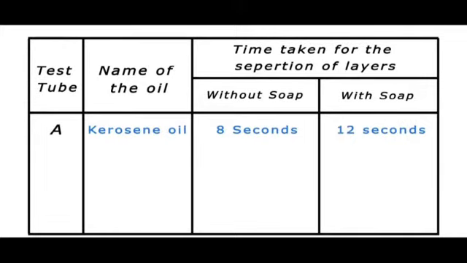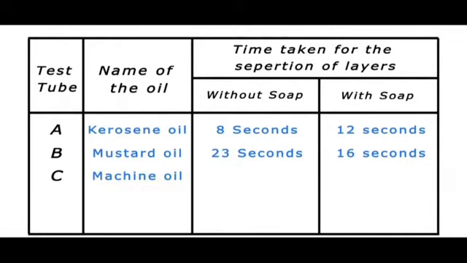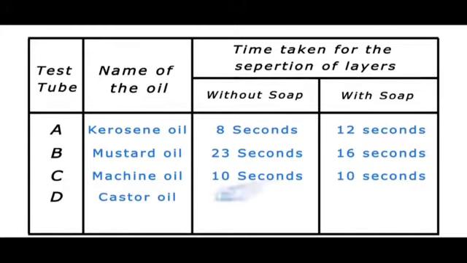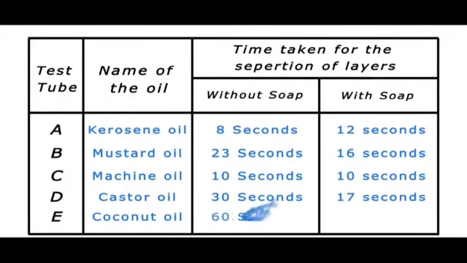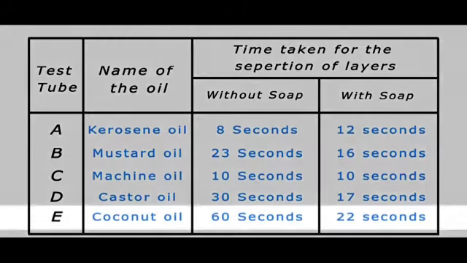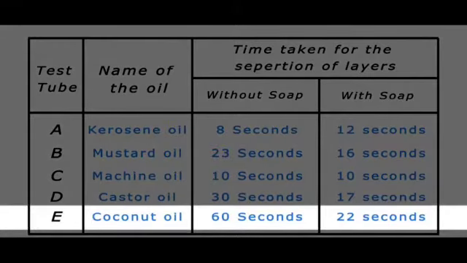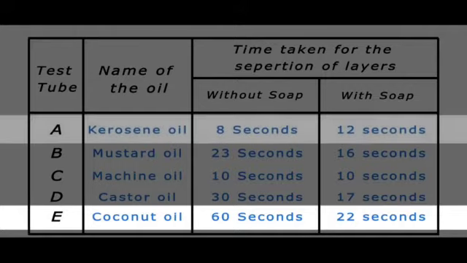Now tabulate the time taken for 2 layers to separate in each case, that is without soap and with soap. From the observation table, it is clear that the coconut oil takes longest time to get separated from its emulsion, and kerosene oil takes minimum time.